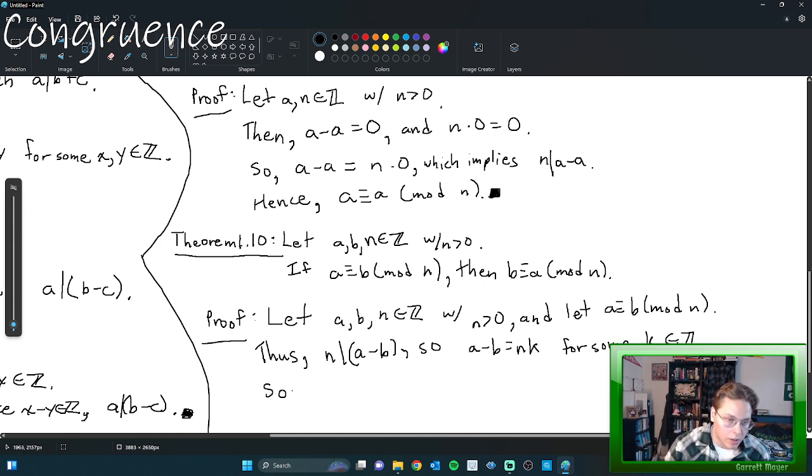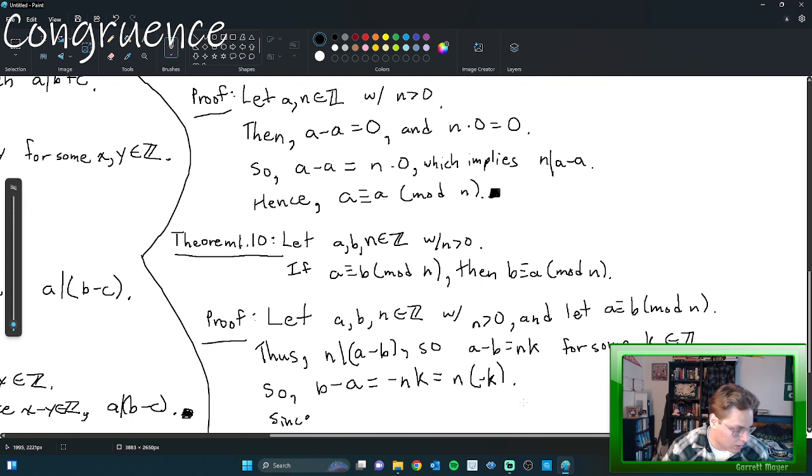So this means B minus A, which is what we're concerned with when we're proving equivalence, because we want to show that B is congruent to A mod n, not that A is congruent to B mod n. So we want to flip this, and this is equal to negative n times k, because all we're doing is adding a negative to both sides, basically, which means that it is equal to n times negative k.